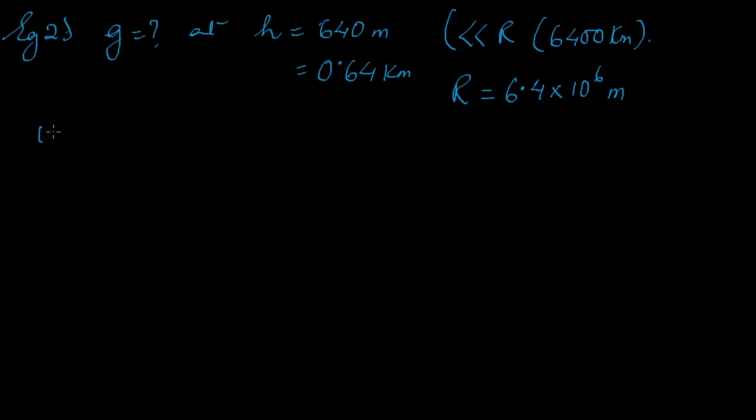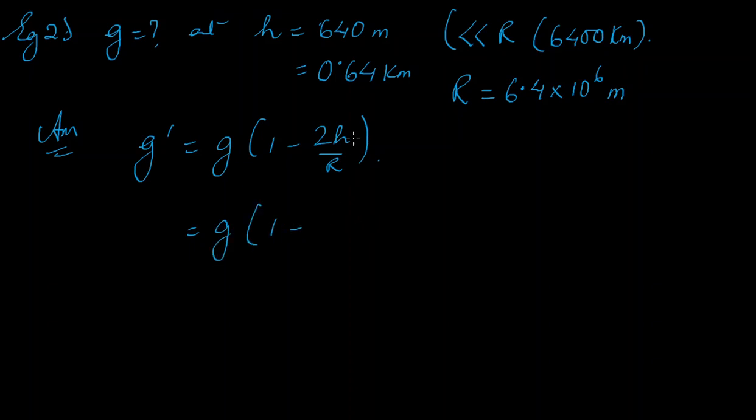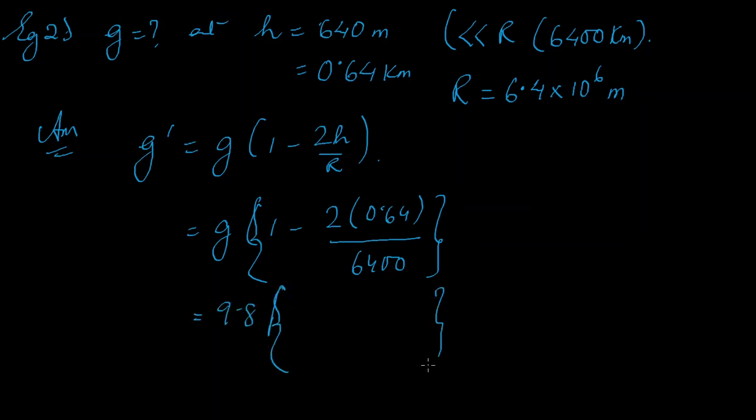So now which formula do you use? g dash is equal to g into 1 minus 2h by r. So you put here g and 1 minus 2, then put the value of h here as 0.64 and the value of r as 6400. So what will happen here? Put the value of g as 9.8 and then find the term inside the bracket. You will see that the value of g dash will be less than 9.8. Please do this and complete it by yourself.